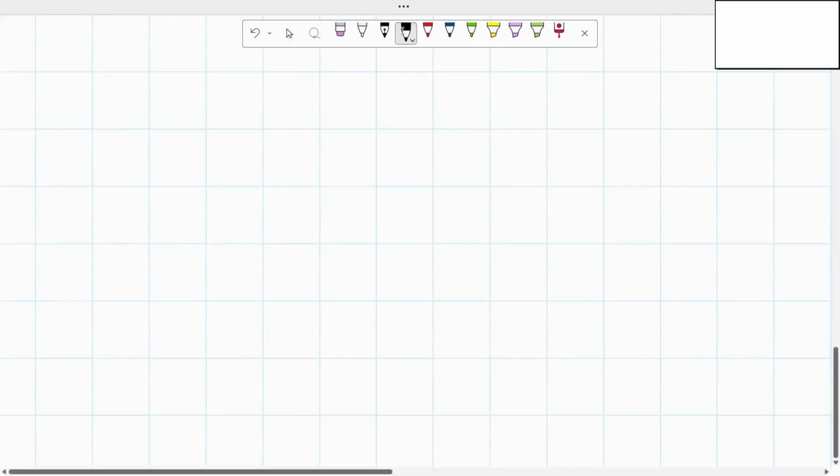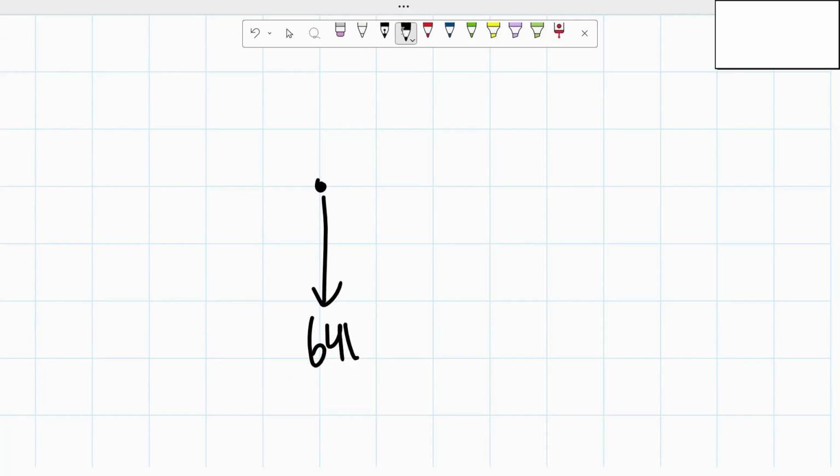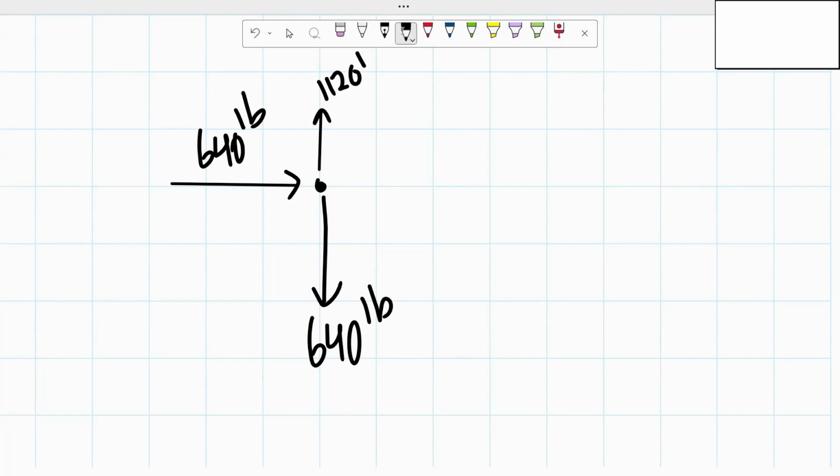So if we were to draw joint A, we'd have a reaction of 640 pounds going downwards. From there, we would have our other reaction of 640 pounds going to the right. From there, we have the force of our member AD, which we found out to be in tension, so away from the joint, with a value of 1,120 pounds.